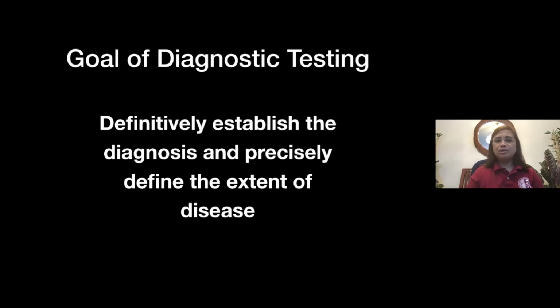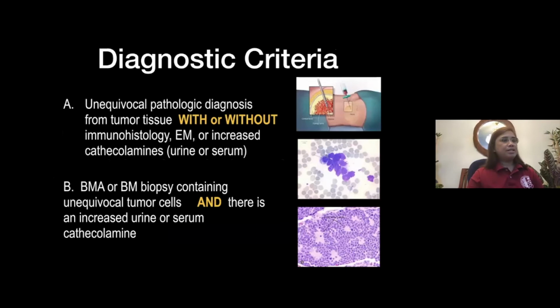The goal of diagnostic testing is to definitely establish the diagnosis and precisely define the extent of the disease. For the establishment of the diagnosis, we have two diagnostic criteria. First, an unequivocal pathologic diagnosis from tissue with or without immunohistology, electron microscopy, or increased catecholamines. But if pathologic diagnosis is not possible, we can do bone marrow aspiration or bone marrow biopsy, and it should contain unequivocal tumor cells, plus there should be an increased urine or serum catecholamine.